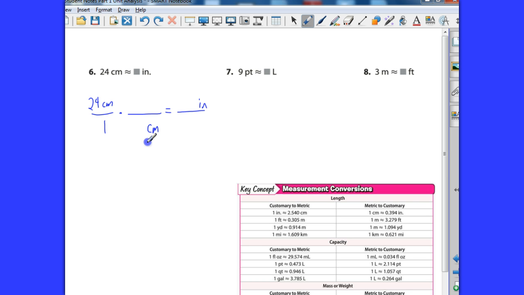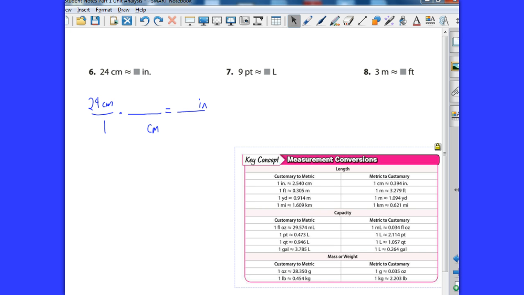Okay, now look for centimeters equal inches. Do we have that on here? Let me see if I can find it. I'm going to have to move my table a little bit. Centimeters equals inches. Can you find that on the table? There it is right there. And so I go 2.54 centimeters equals 1 inch. Okay, and the centimeters cancel out. So we're left with 24 inches over 2.54. Now the centimeters is gone.